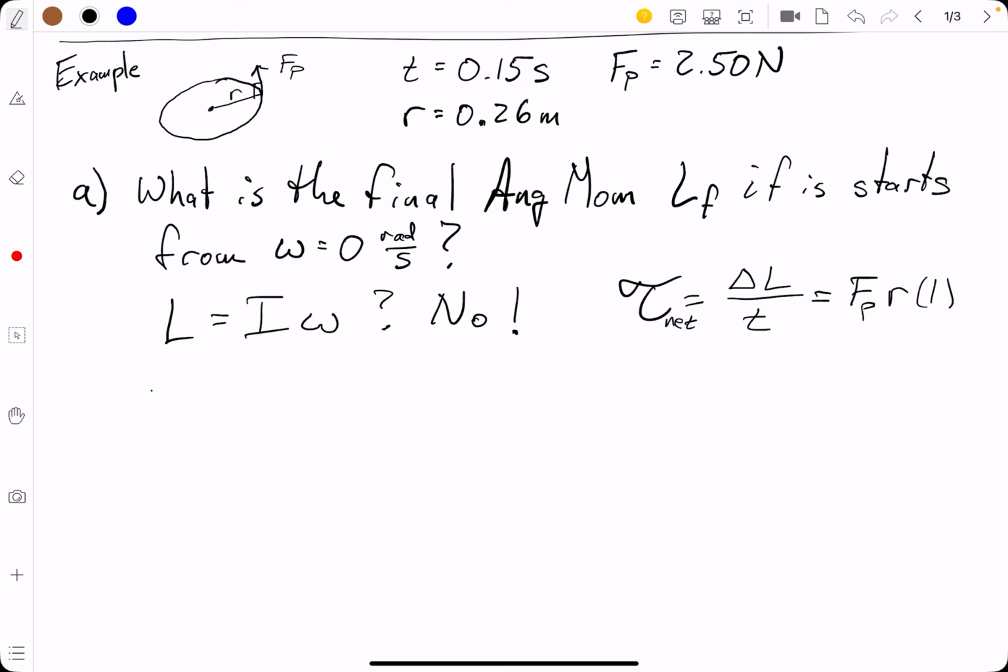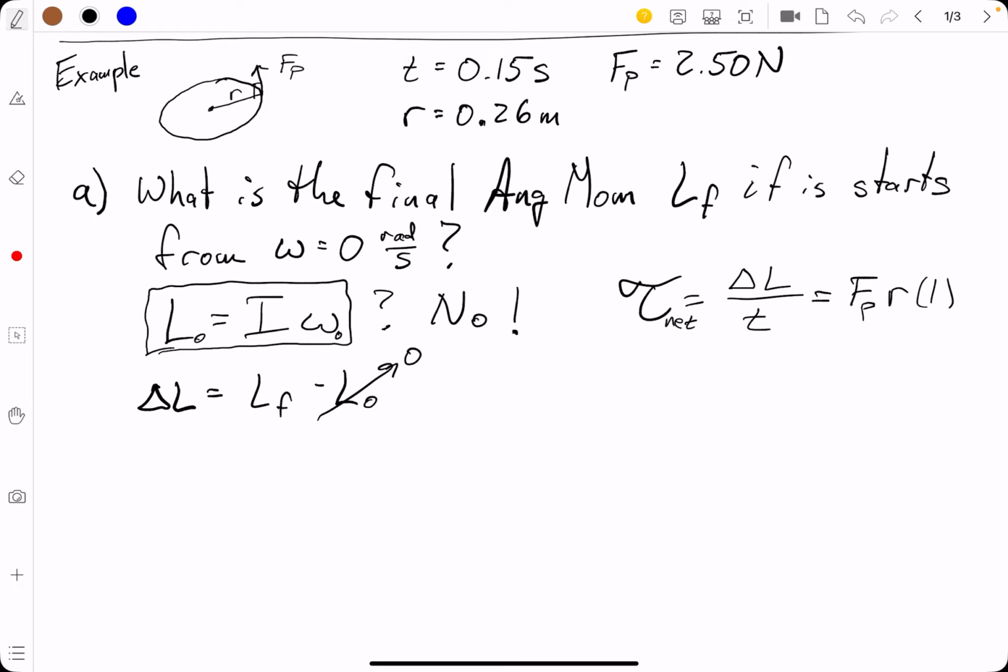So, delta L. What is delta L? Delta L is equal to our LF minus our L initial. Okay, we can use this for L initial. Why? Because omega initial is 0. So that's going to scratch this guy into a 0 situation. So nice, we're happy with that.